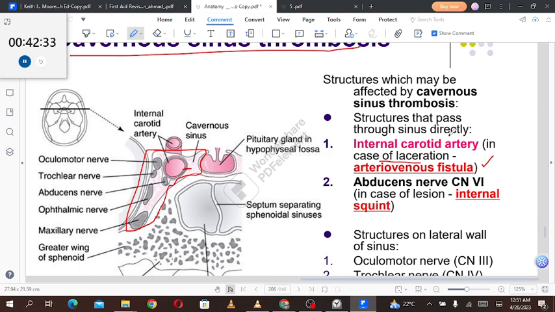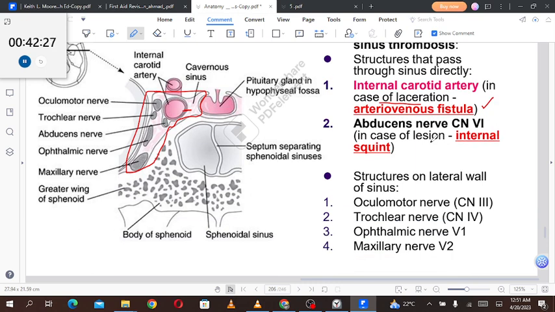Structures that pass through the sinus: internal carotid artery, in case of laceration an arteriovenous fistula will be formed, and abducens nerve CN6 in case of lesion of the internal carotid. There will be internal squint, because here you can see that the abducens nerve is in intimate relationship with the cavernous part of the carotid artery. If there is any damage to this carotid artery, the abducens nerve will be damaged, and we know that the abducens nerve supplies the lateral rectus, which is responsible for lateral movement or abduction of the eye. If the abducens nerve is damaged, the lateral rectus will not perform its activity and the eye will be internally deviated, that is called internal squint.